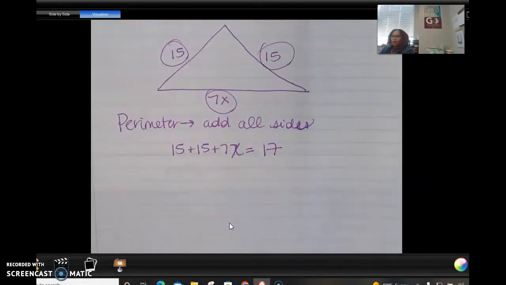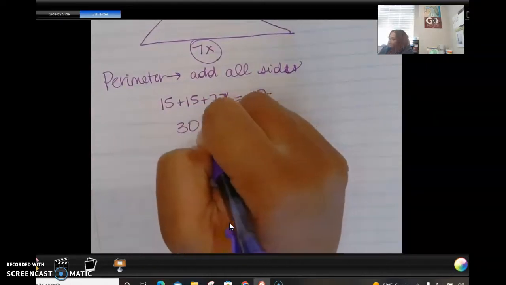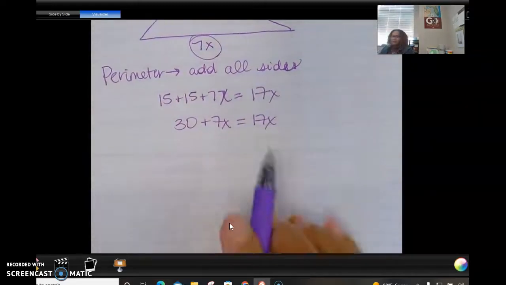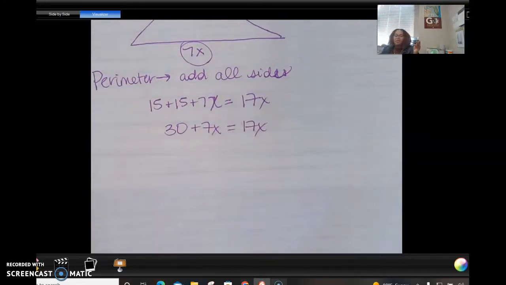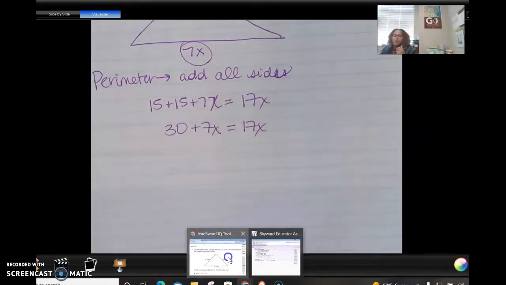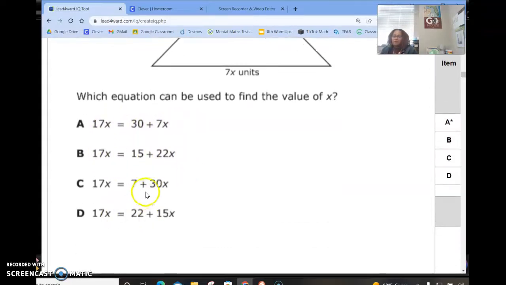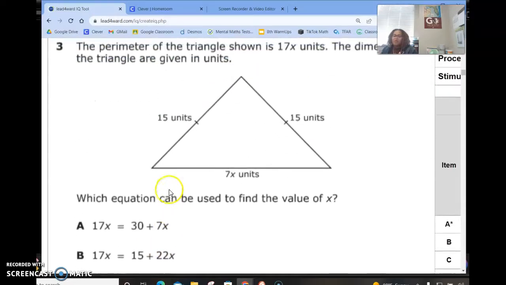Now, what are my like terms? Do I have anything there that's alike? 15 and 15. What's 15 plus 15? 30. So this is 30 plus 7x equals 17x. Now I'm going to go back to my question and find the one that matches what I wrote. Yes, it's got the 30 plus 7x and it's got the 17x. This one's wrong, this one's wrong, and this one's wrong. The 30x is wrong because these 15s don't have an x with them.